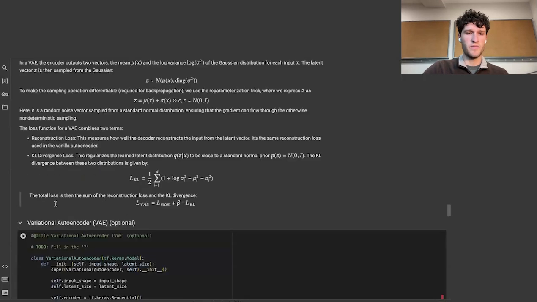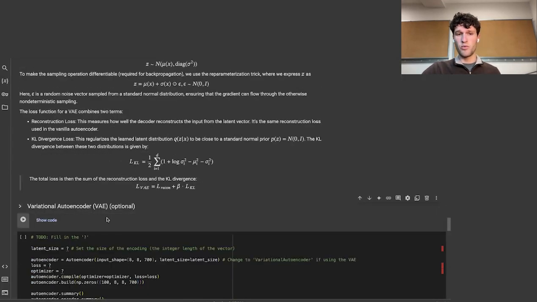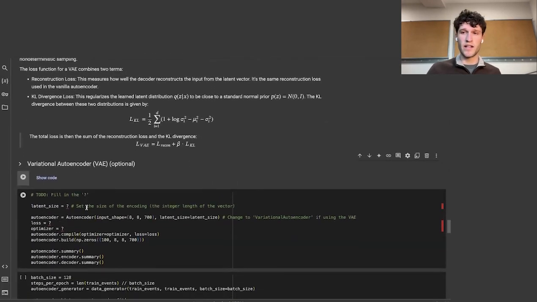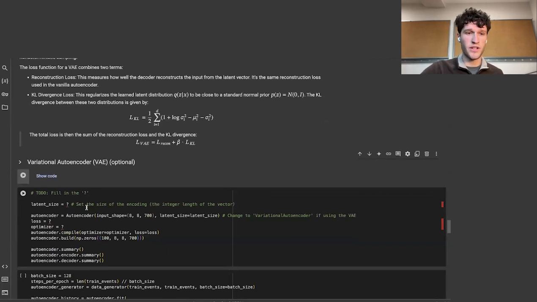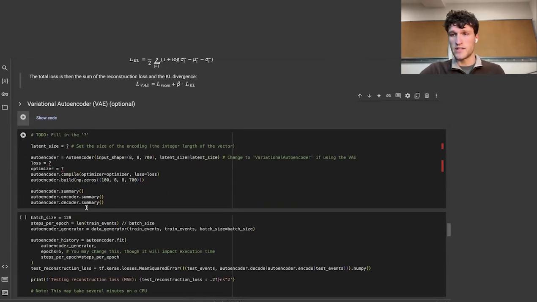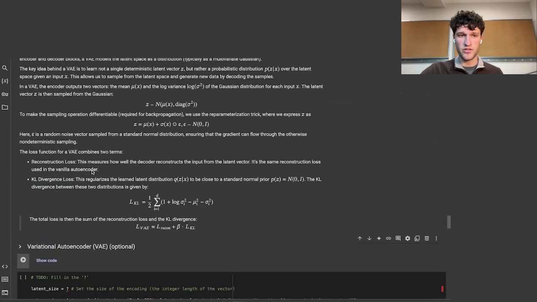And for now you shouldn't need to worry about the variational autoencoder. That's kind of extra, but by all means, if you're curious and do want to take a look at that, it's a little bit extra.